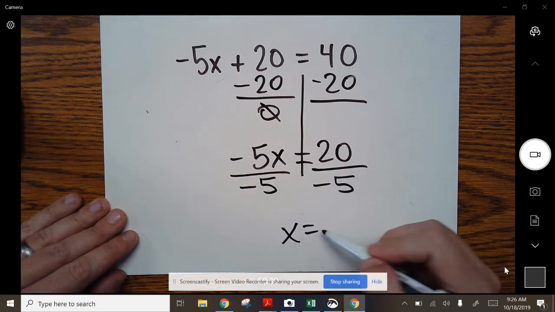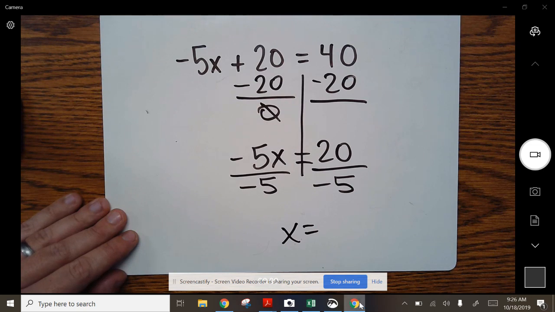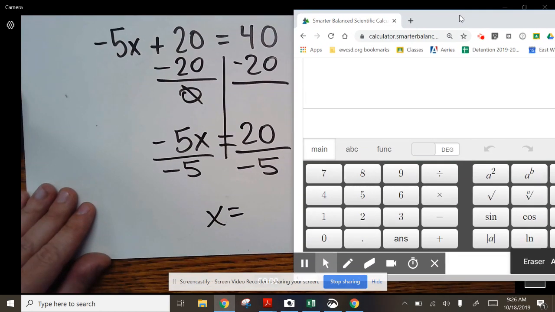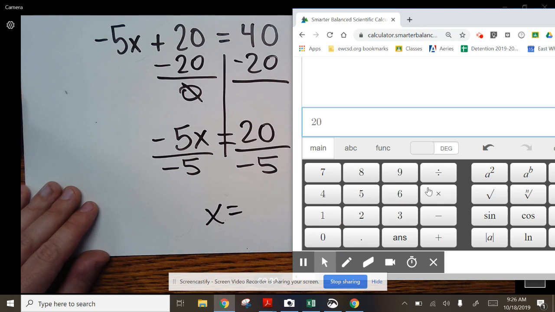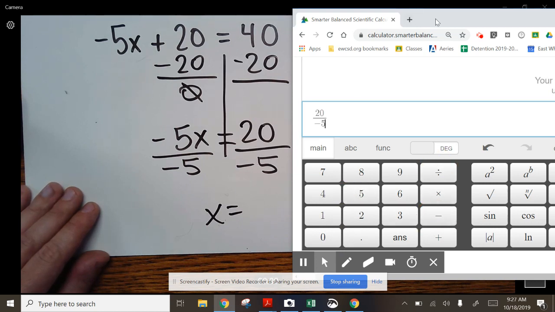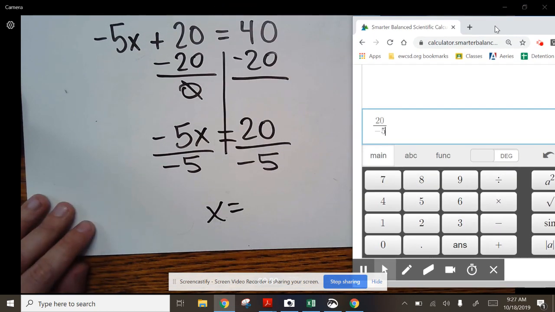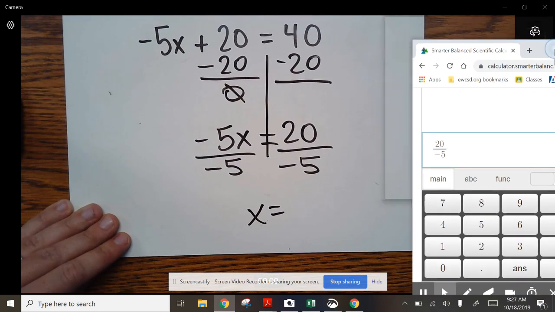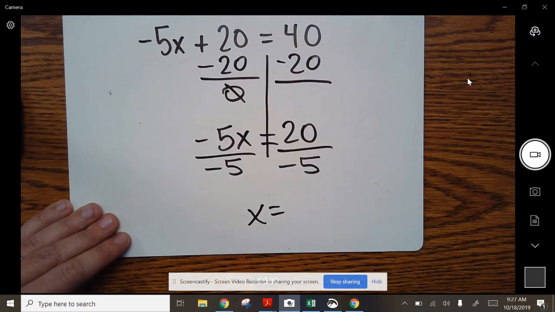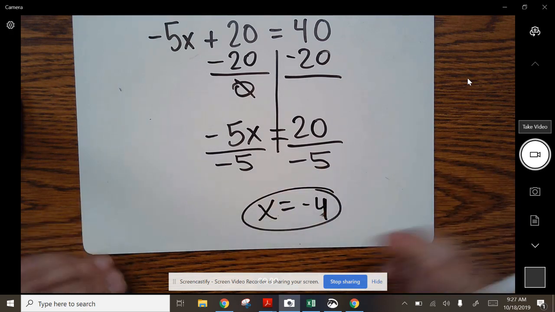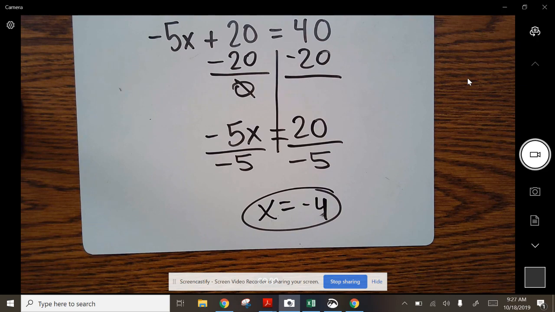Divide by negative 5, and make sure you can always use your calculator. If you need to use your calculator, you can just show me exactly what you're doing with this one. If I put it over here, again, it's 20 divided by negative 5. And you see how it's the same here as here. It ends up being negative 4. Okay? So your answer here would be negative 4. Don't be scared to use the calculator. And there's your answer. All right? Let's do another one.